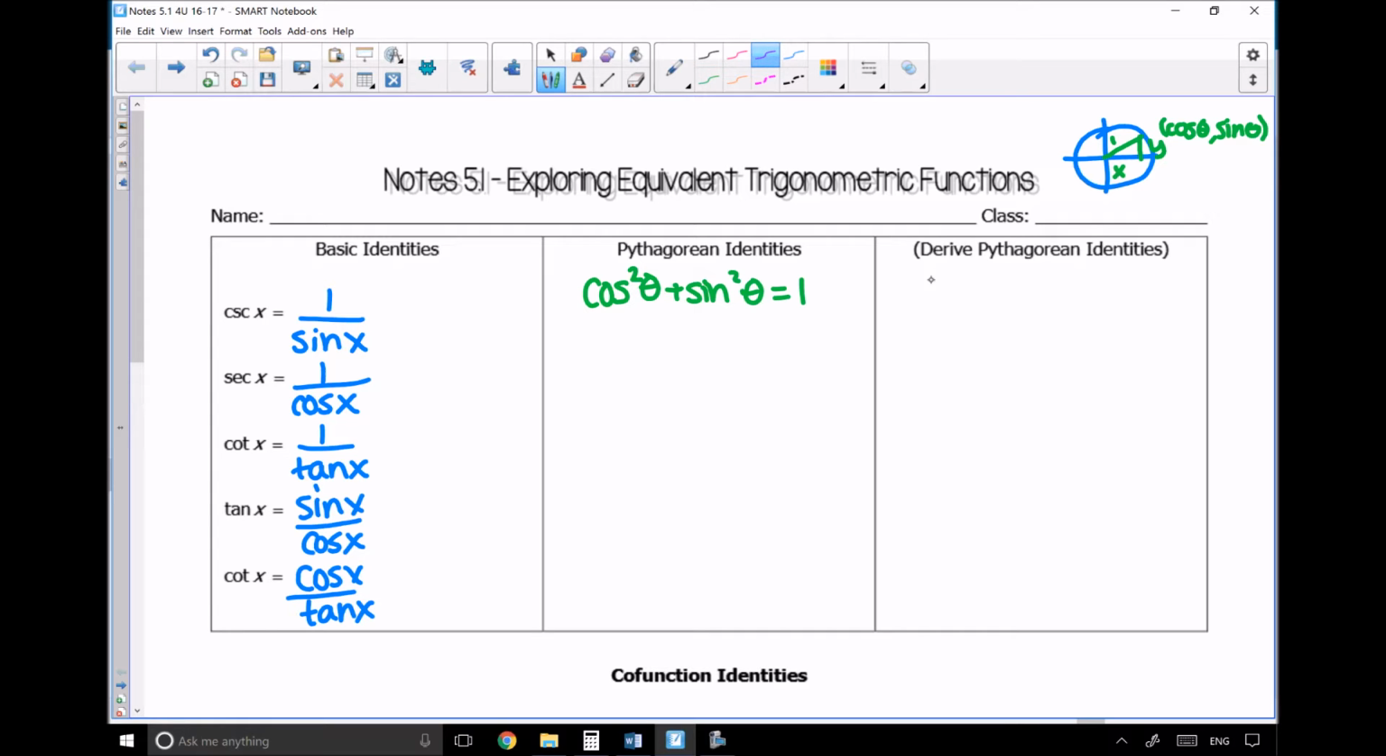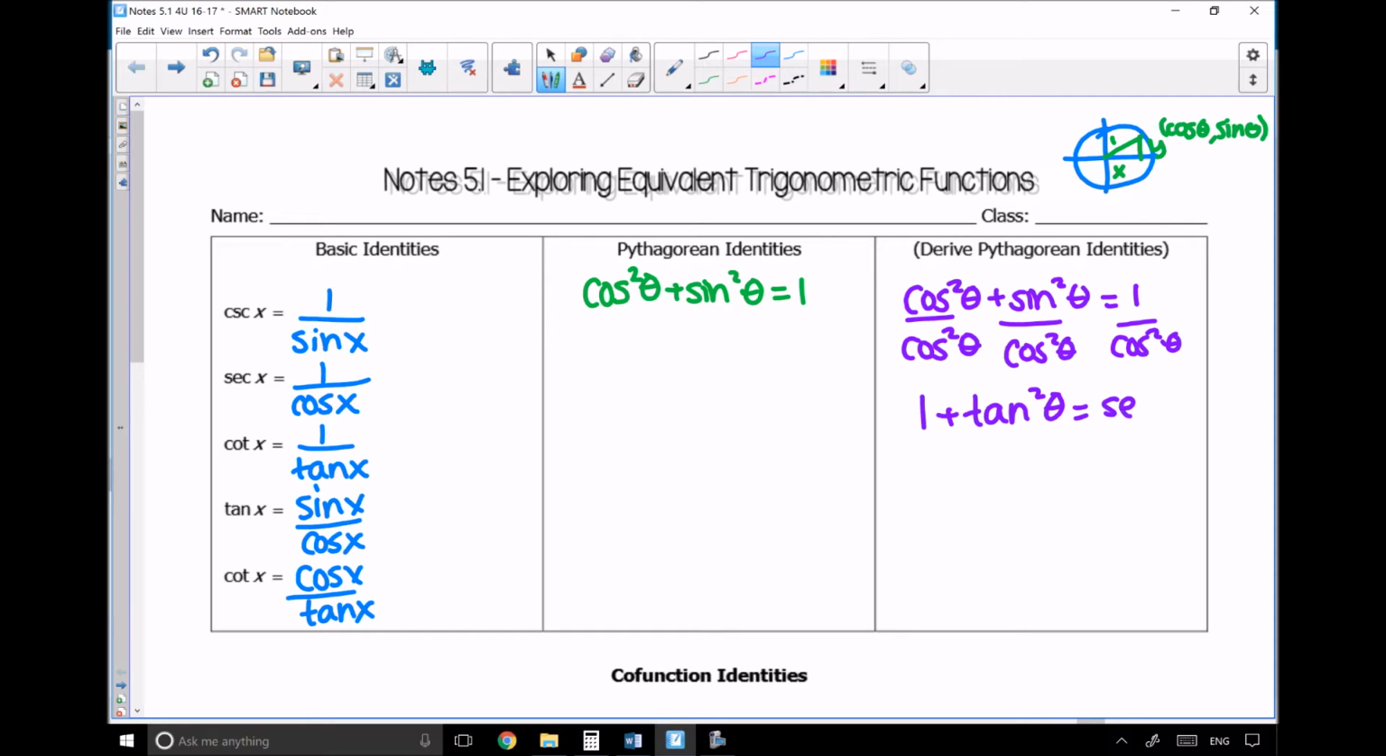So then what if I were to do some playing around with some of these identities, right? So if I say cosine squared theta plus sine squared theta equals 1, what if I were to divide everything through by cosine squared theta? Well, now I know that cosine squared theta over cosine squared theta is 1. Sine squared theta over cosine squared theta right here is going to give me tan squared theta, right? Because sine over cosine is tangent. And then 1 over cosine squared theta is going to give me secant squared theta. So I can say 1 plus tan squared theta is equal to secant squared theta, okay?